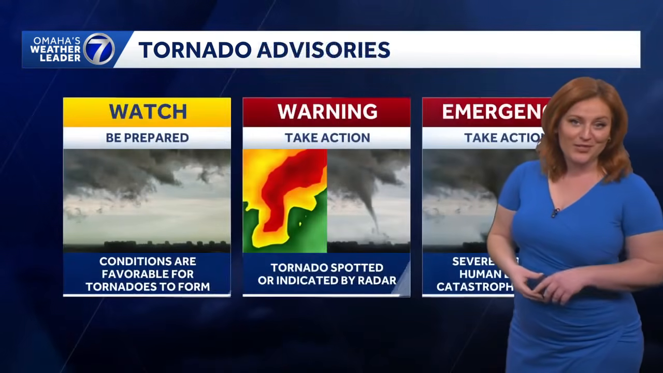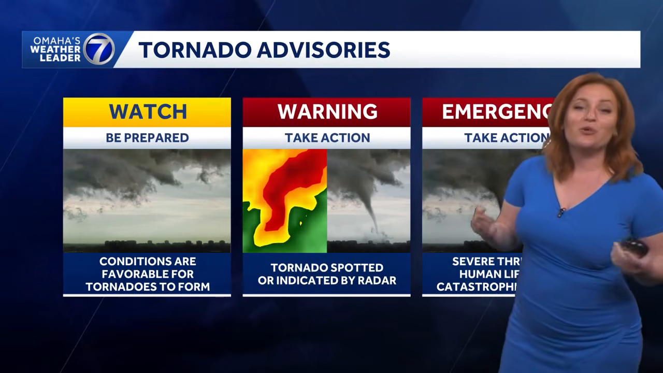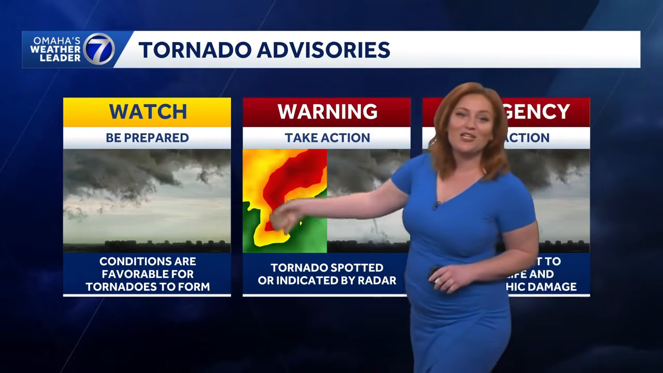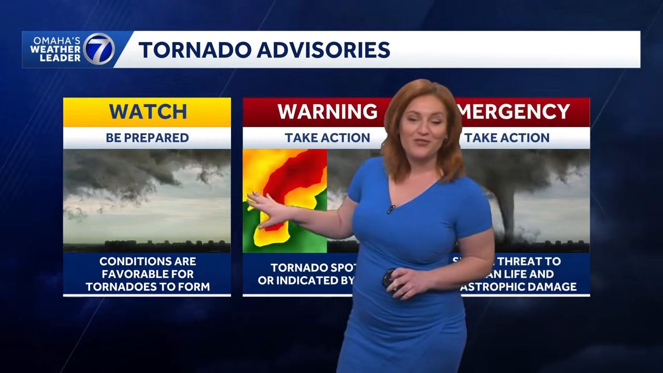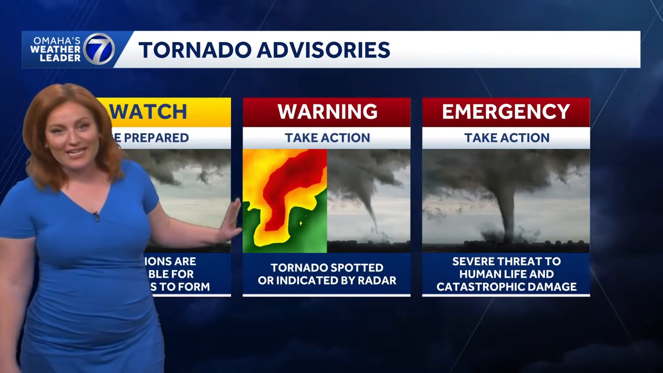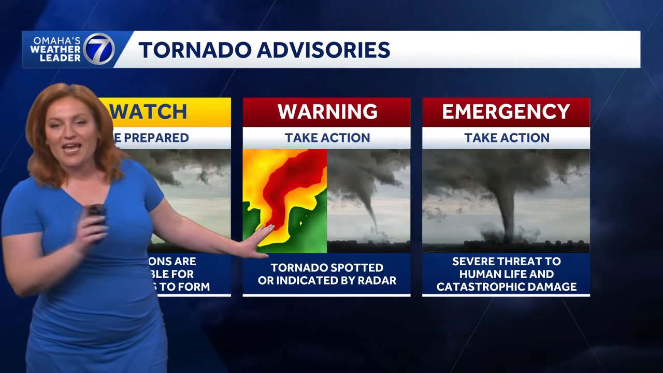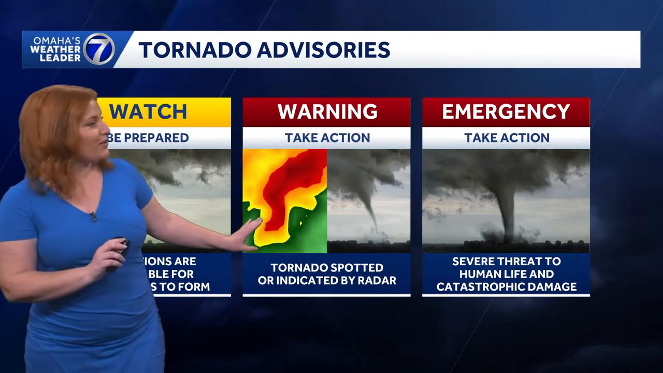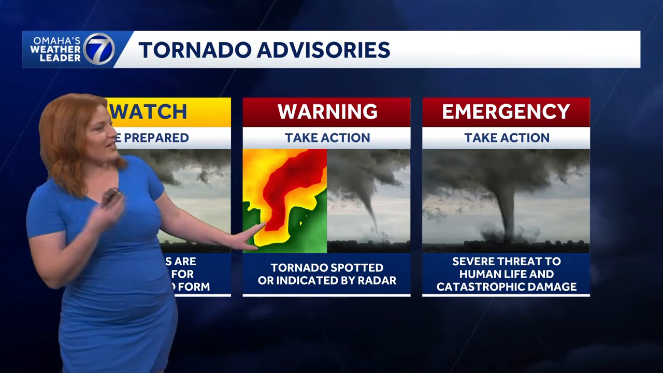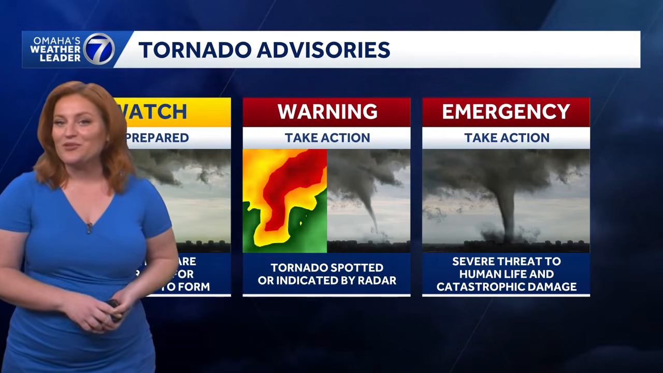Now, heading into our tornado season, we do have a couple different types of advisories. Tornado watches, that means that conditions are favorable for tornadoes to form, and that can last a few hours. Tornado warning, that's spotted or indicated by radar when we start to see some of that rotation in that storm. And a tornado emergency, this one's a little bit rarer. This is a severe threat to human life or catastrophic damage, and we typically see these as tornadoes move into larger cities.